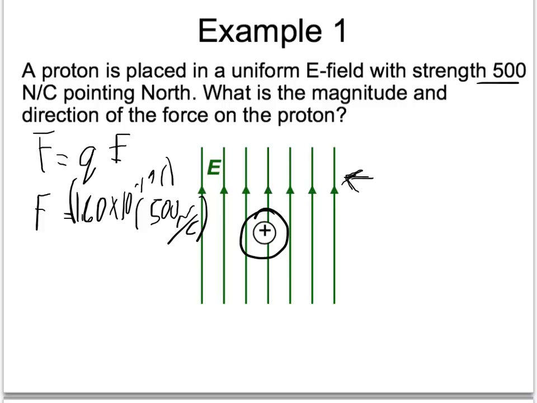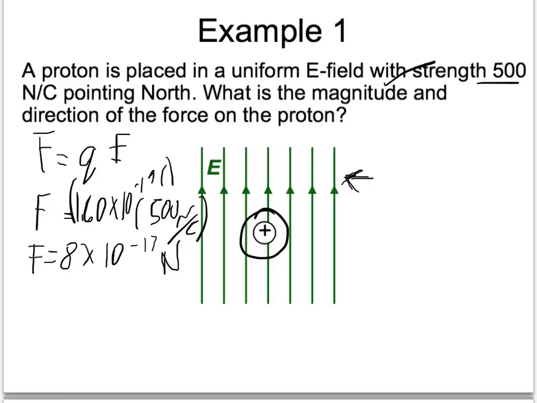So I multiply 1.60 times 10 to the negative 19th coulombs times 500 newtons per coulomb, and I get that that charge experiences a force of 8 times 10 to the negative 17th newtons. It's a force, so it's newtons. So that's part one, what's the magnitude? The problem also asks, what's the direction of the force?